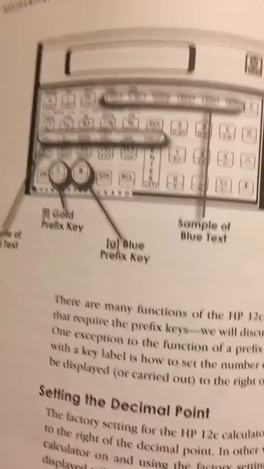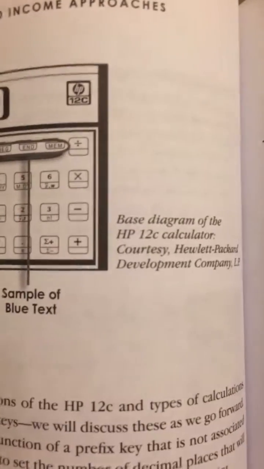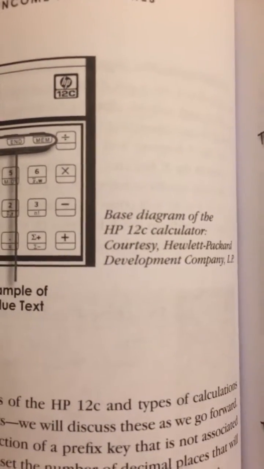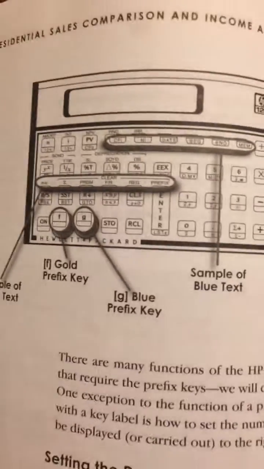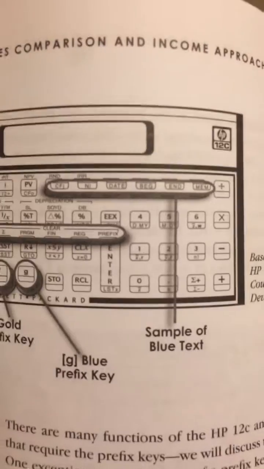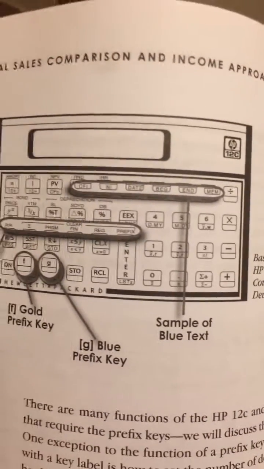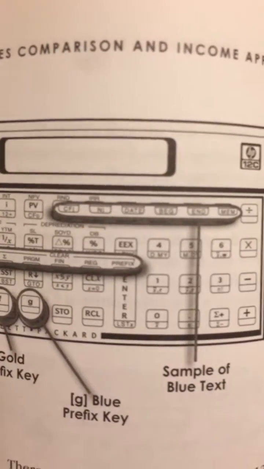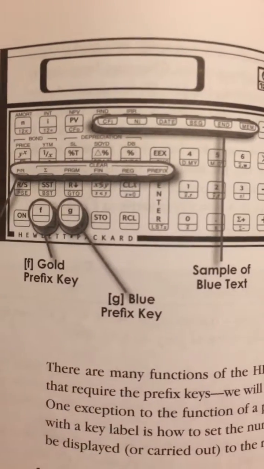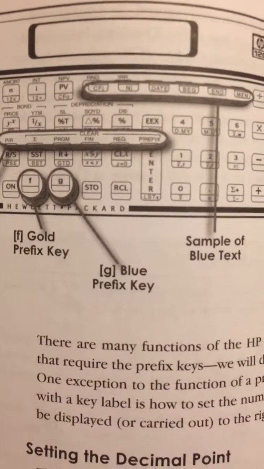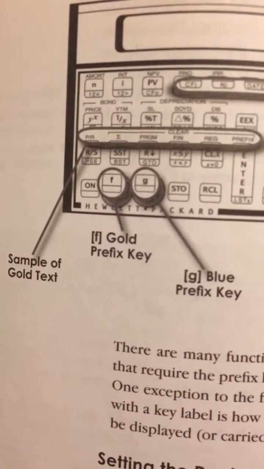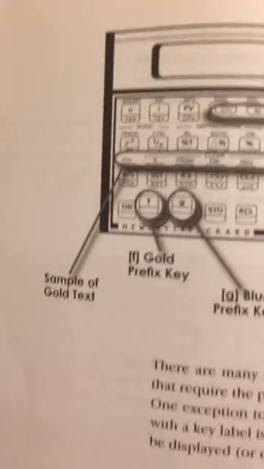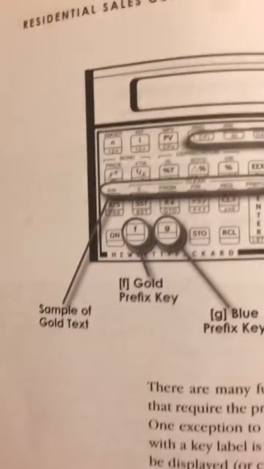Page 124. Base diagram of the HP 12C calculator, courtesy of Hewlett-Packard Development Company, LP. This row is the sample of the blue text. The G blue prefix key. The F gold prefix key. Sample of gold text.